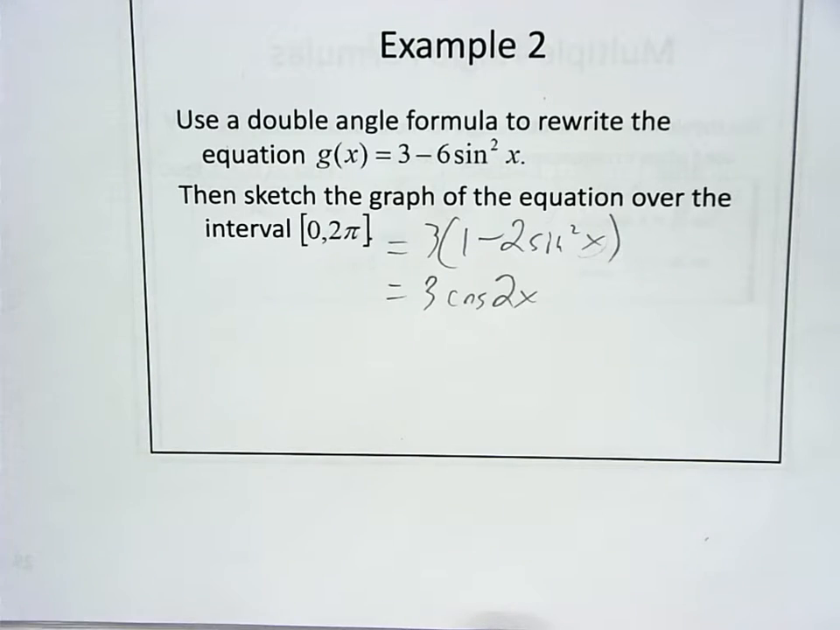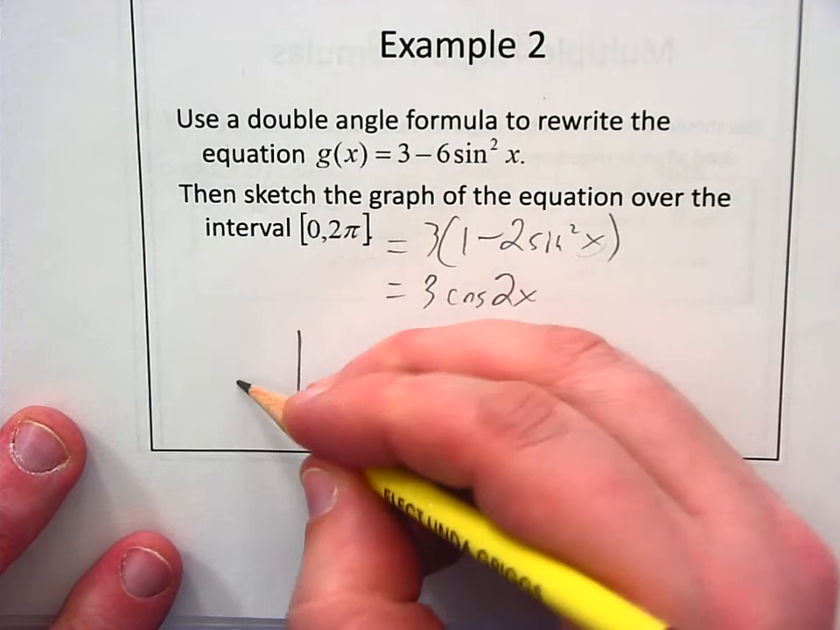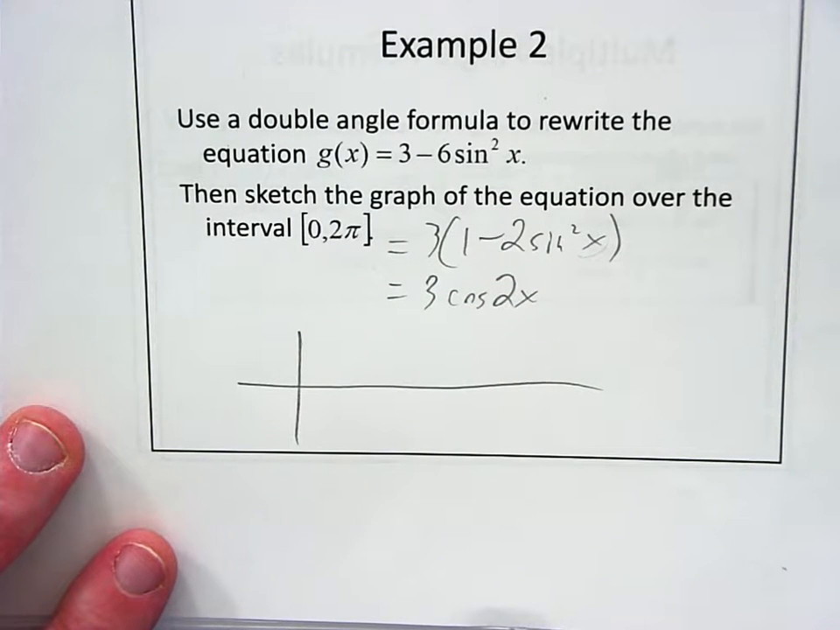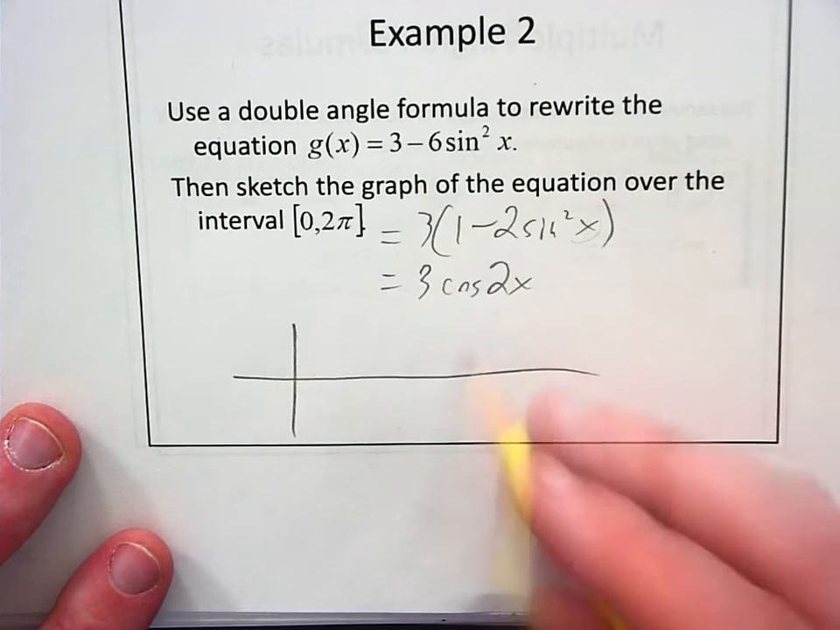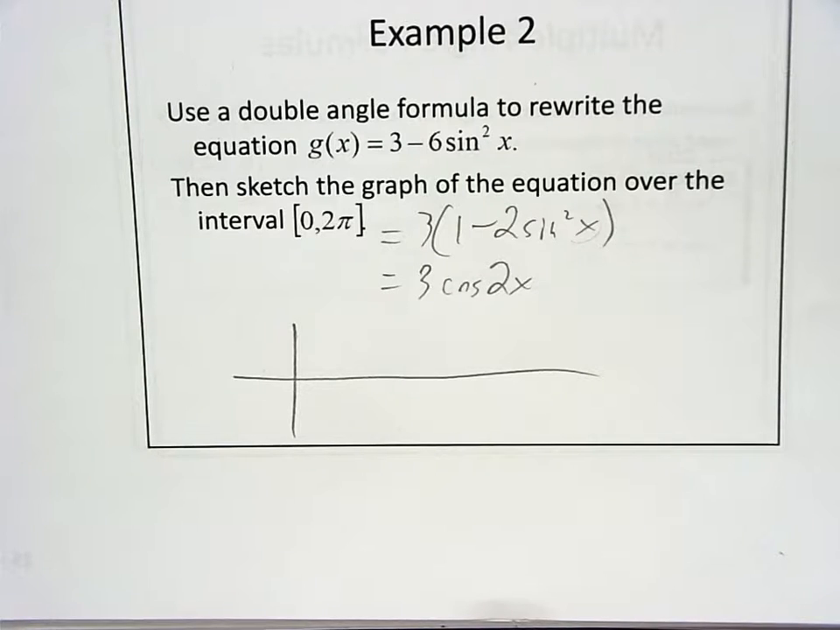Well, the nice thing is all this is taking regular cosine and doing what modifications to it? Changing the amplitude to 3 and changing the period to pi. Because you have the 3 out front, that is going to change the amplitude. The 2 there is going to take 2 pi divided by that 2. So the period is going to be pi.